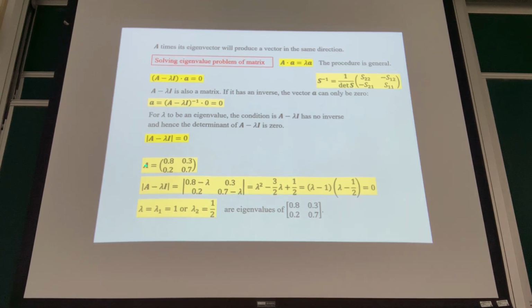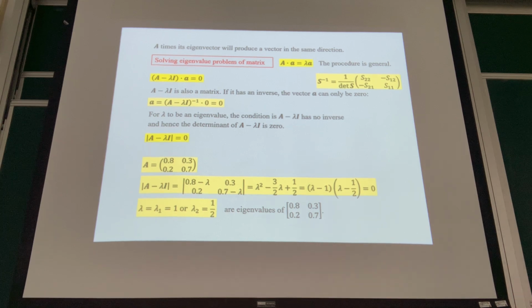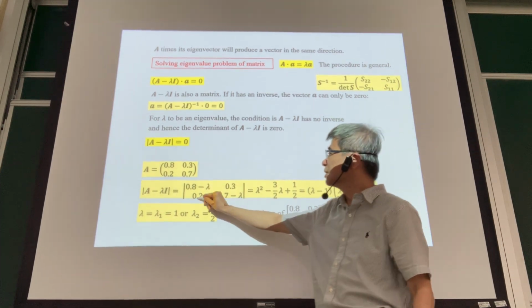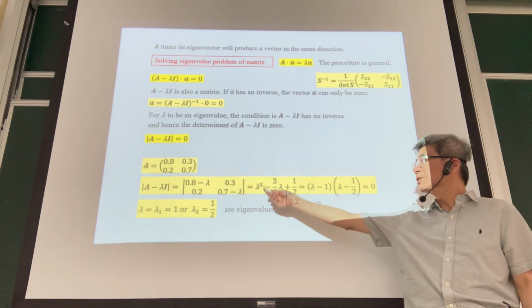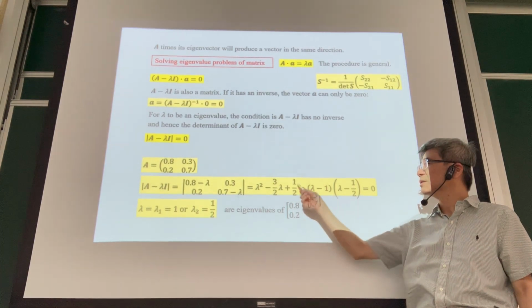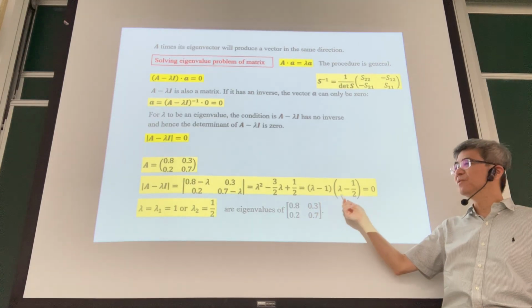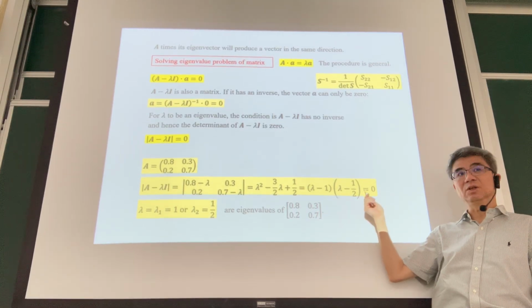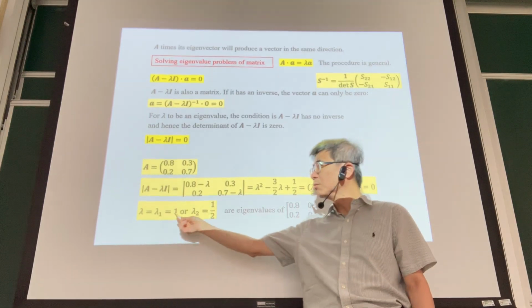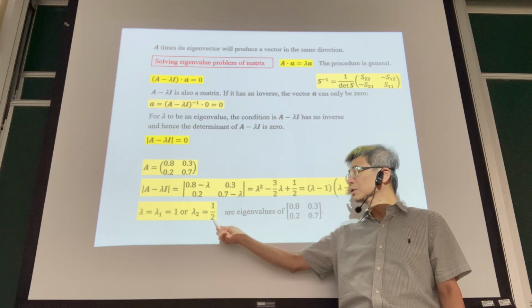Okay, so A minus lambda I will be: we give a minus lambda to the upper left element and a minus lambda to the lower right element. So the determinant becomes this. And it is easy to write down the determinant. It will be equal to this times this minus this times this. Do it yourself. It is equal to lambda squared minus 3/2 lambda plus 1/2. And it is easy to find two solutions if this is equal to 0: lambda could be equal to 1, or lambda could be equal to 1/2.